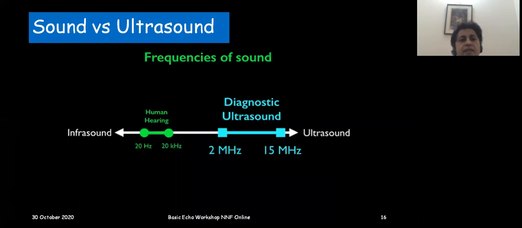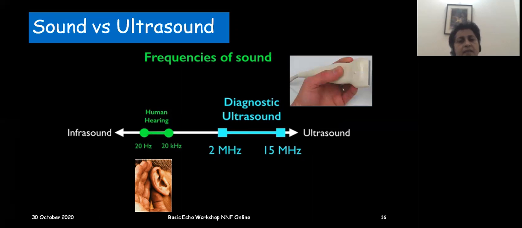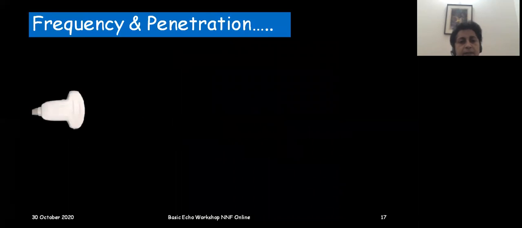Now, what is sound and what is ultrasound? Human hearing can make out sounds between 20 hertz and 20 kilohertz, whereas diagnostic imaging is between 2 megahertz and 15 megahertz. Now, in diagnostic ultrasound imaging, with Dopplers, when you actually do the Doppler, you can hear a sound. So that is in the audible human hearing range, but all the other waves cannot be heard.